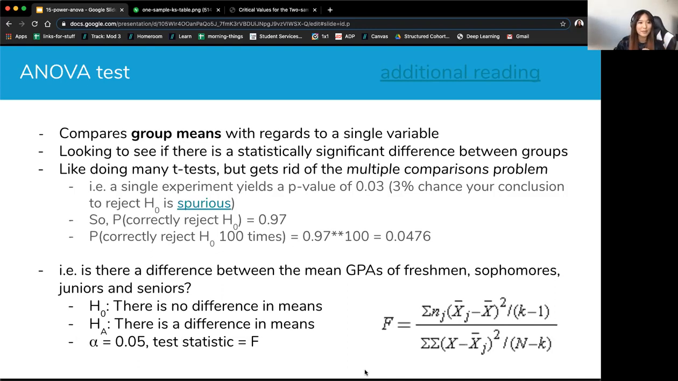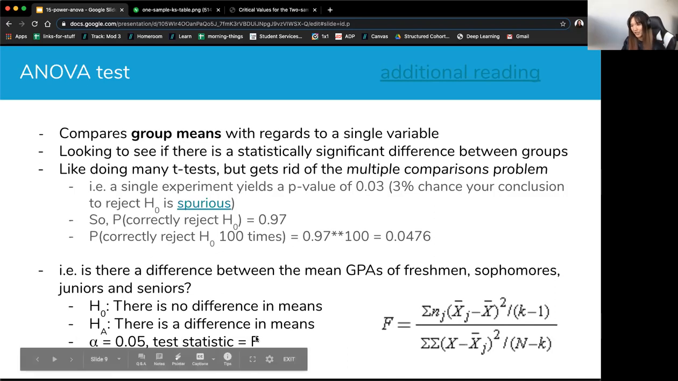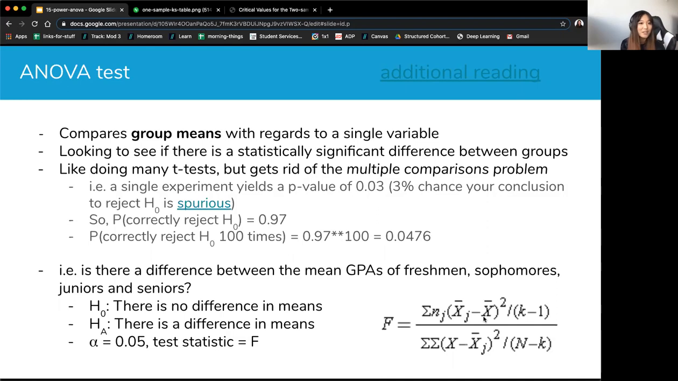Some people might actually think about ANOVA tests like doing multiple t-tests. So here you would set up your hypotheses as null hypothesis being that there is no difference in the means, and alternate hypothesis being that there is a difference in the means. And your alpha 0.05, and test statistic being this F statistic, which you can then get a p-value from to interpret. Why the ANOVA test exists.